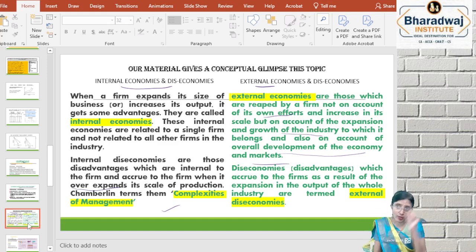That is external economies. When it comes to external diseconomies, these accrue to the firm as a result of expansion in the output of the whole industry. Overexpansion, we use that term now. Now it is all overexpansion, a problem pertaining to the industry as a whole.